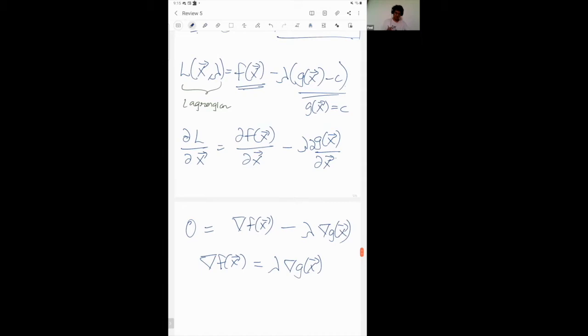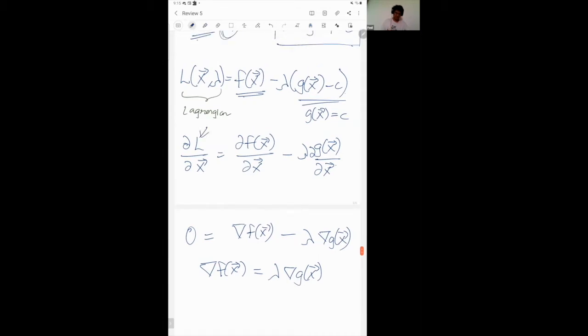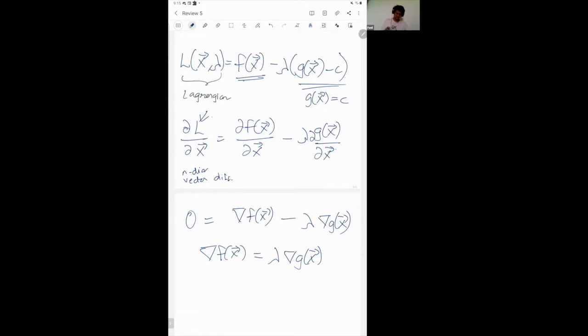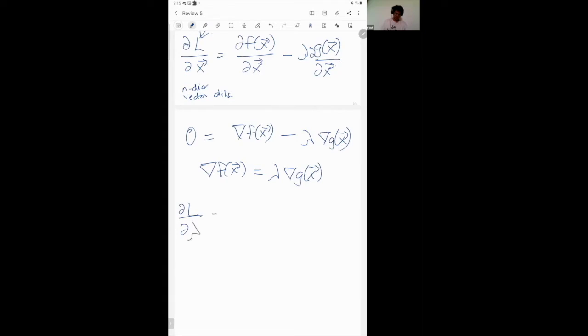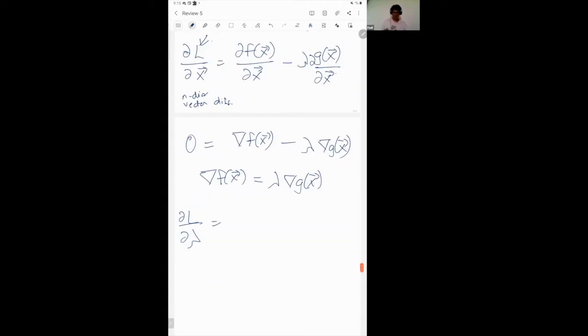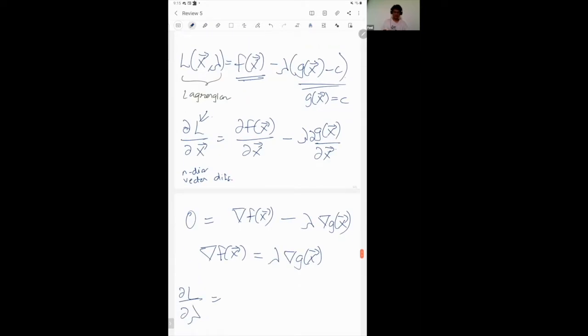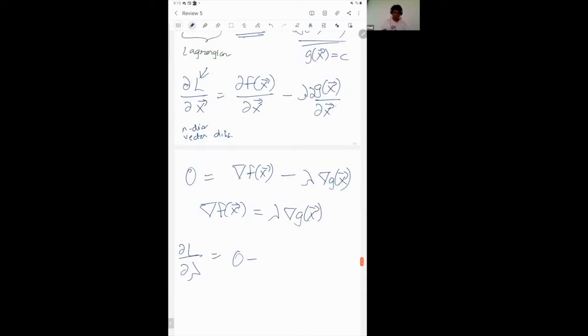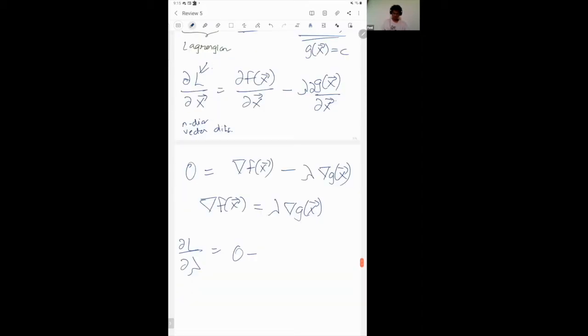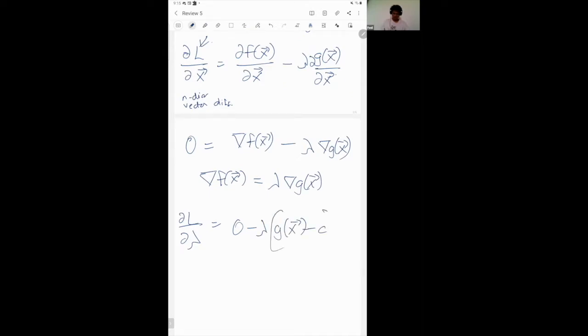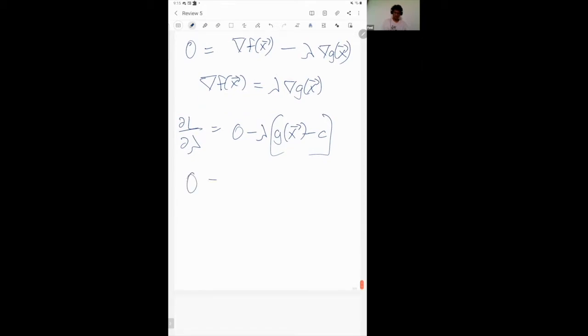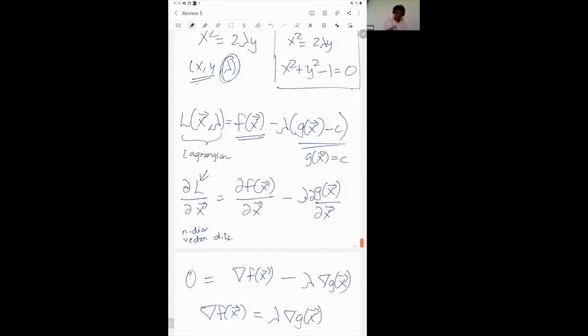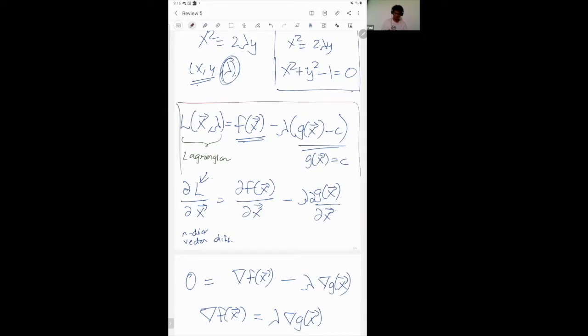So this is the n-dimensional vector differentiation, and we also need to differentiate over the other variable that we have, lambda. This directly gives us the constraint, because f of x is independent of lambda, so that goes to 0, and this would just give us minus lambda times g of x minus c. Again, we equate this to 0, and we are left with g of x equals c. So just writing this in the form of the Lagrangian ensures that we can directly do free optimization over this.